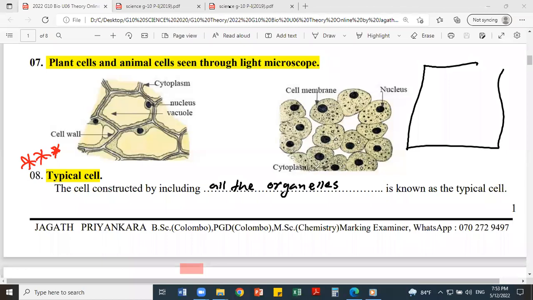This is also very important. They can ask, so what are the two most important things you have to remember? Cell theory, you have to remember the main facts. And typical cell, very important. These are the areas where you can get questions.